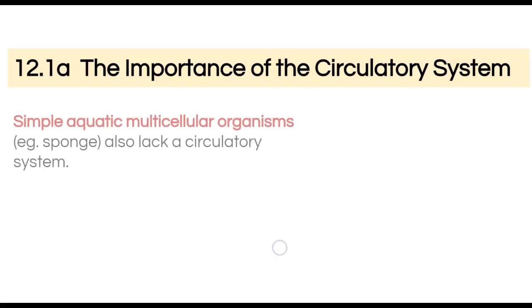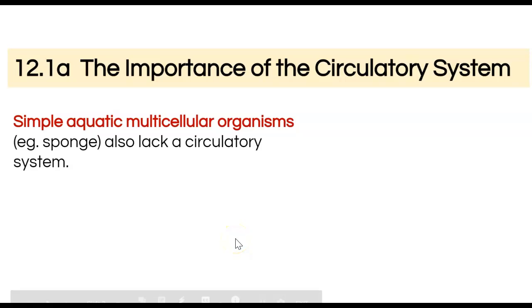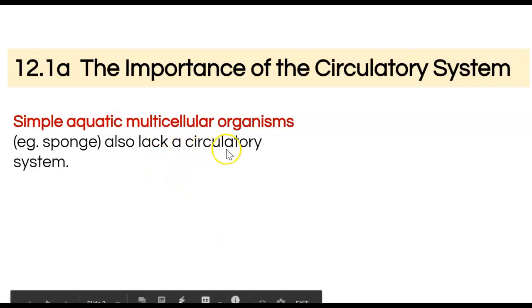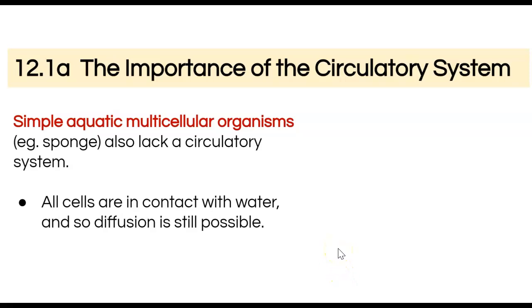Okay, so let's think about some more complex organisms, right? So we've looked at unicellular organisms, which don't need a circulatory system, too simple. But there are also some simple aquatic multicellular organisms, and a sponge is a great example of that. They're not going to have a circulatory system. And the reason that they're not going to need it is that every single cell that would possibly need materials to enter and exit is in direct contact with water.